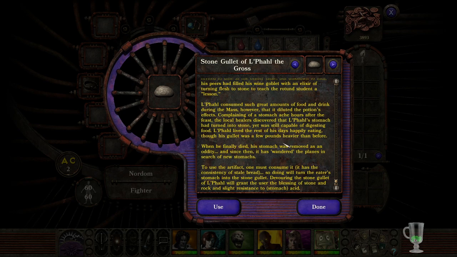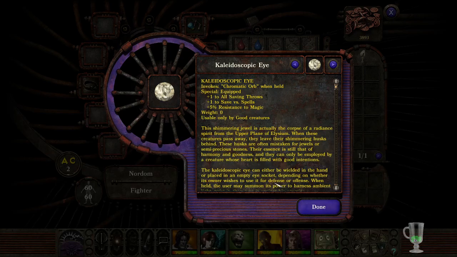To use the artifact, one must consume it. It has the consistency of stale bread. Doing so will turn the eater's stomach into a stone gullet. Devouring the stone gullet of Lafal will grant the user the blessing of stone and rock and slight resistance to stomach acid. What the fuck?